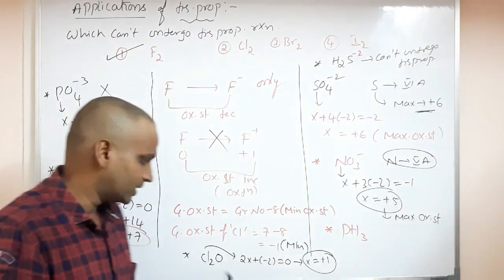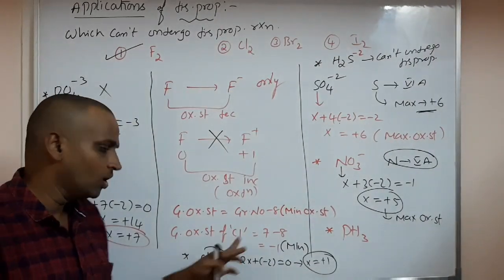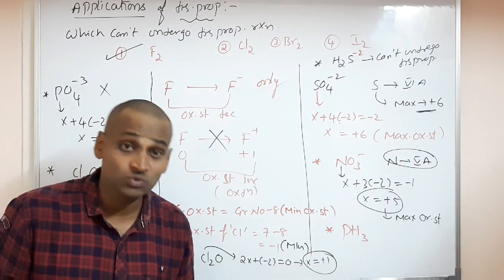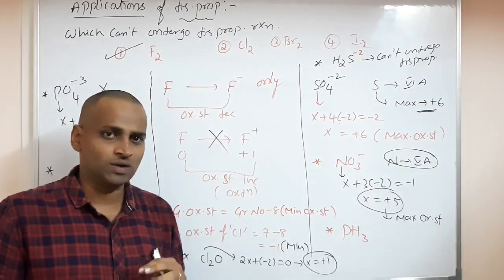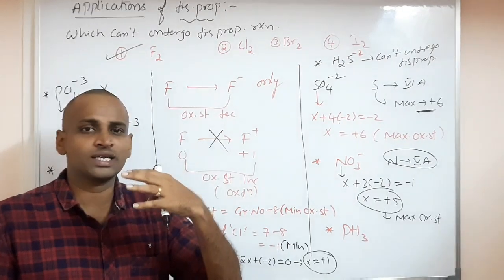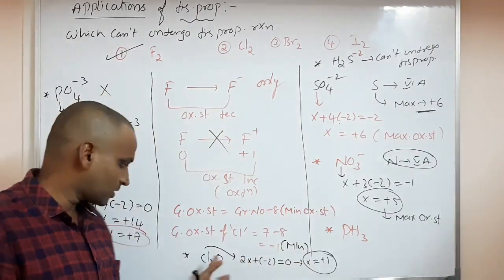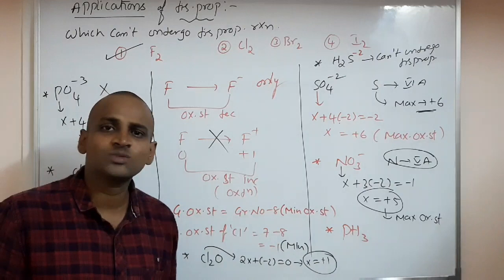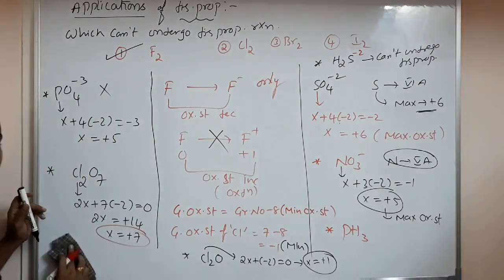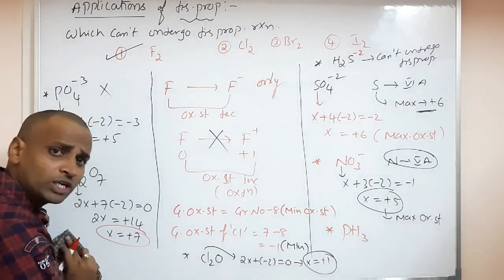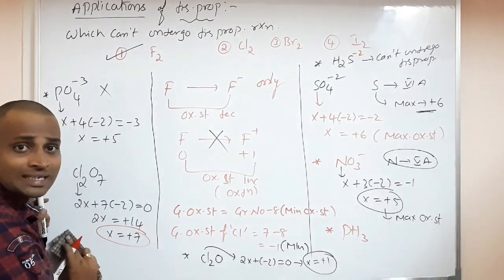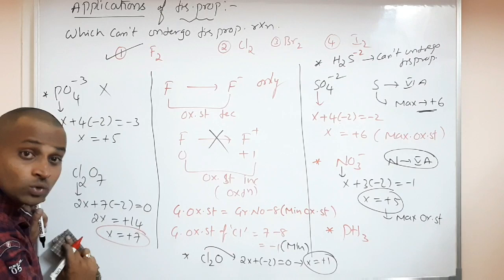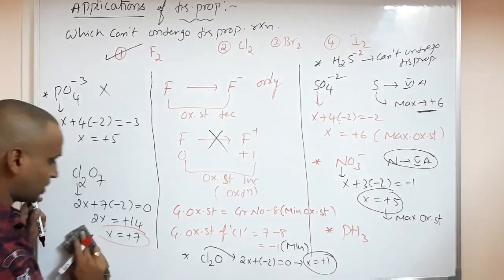Got it what I said? In Cl2O, the chlorine oxidation state is plus 1. What is the minimum oxidation state of chlorine? -1. What is the maximum oxidation state of chlorine? +7. But here in Cl2O, chlorine has +1. So it's not minimum and not maximum. If an atom in a molecule has an oxidation state in between minimum and maximum, then disproportionation is possible.